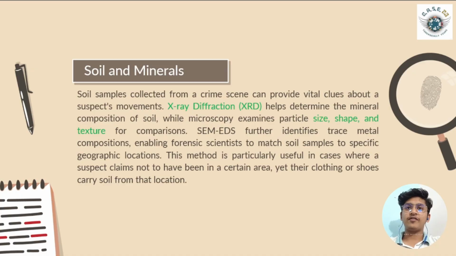Techniques like X-ray diffraction and elemental analysis determine the exact minerals and elements present, which can match soil to a specific location. Color and texture comparison. Forensic experts compare soil texture, moisture, and color to find similarities between crime scene soil and suspect samples. And the last form of analysis is biological content. Sometimes pollen, plant matter, or even microbes in the soil can link it to a specific region or environment.